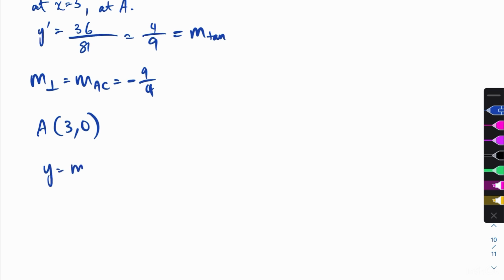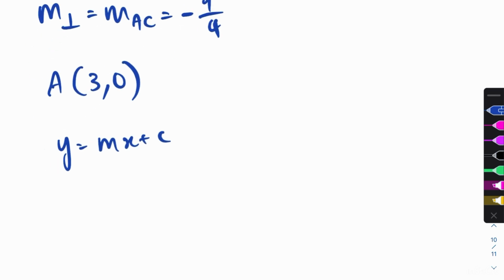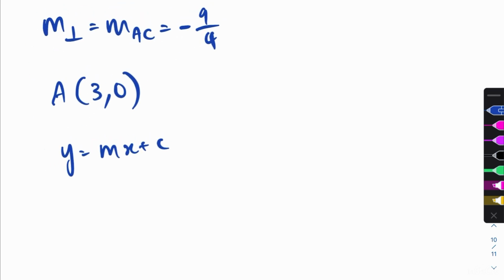y equals mx plus c. I always like to start with the general equation of a line when I'm finding an equation. So we substitute in all the values, this and this, so that we can find c. So y equals 0, m is minus 9 over 4, x is 3, and then plus c.